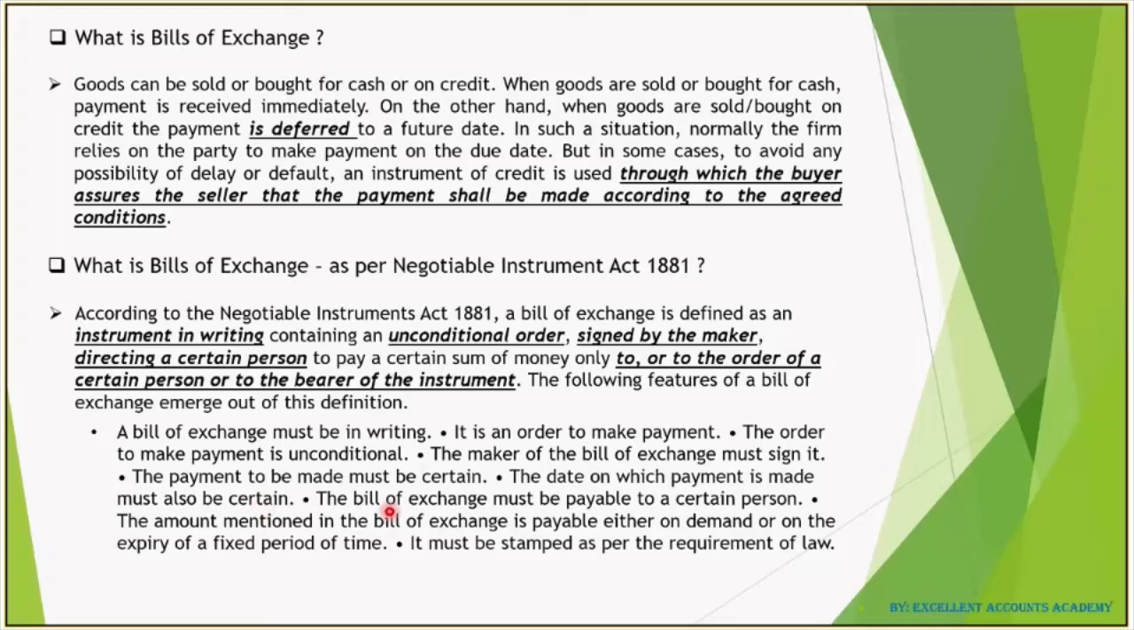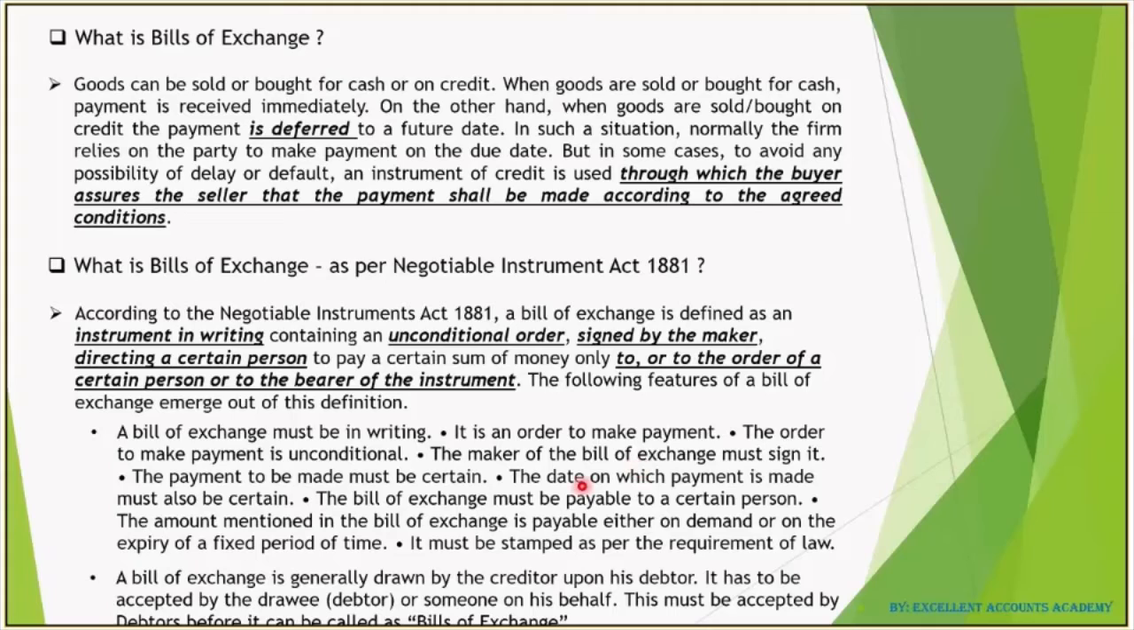The bill of exchange must be payable to a certain person. The amount mentioned in the bill of exchange is payable either on demand or on the expiry of a fixed term of time. It must be stamped as per the requirement of law. So these are the basic features of the bill of exchange as mentioned in the Negotiable Instruments Act.